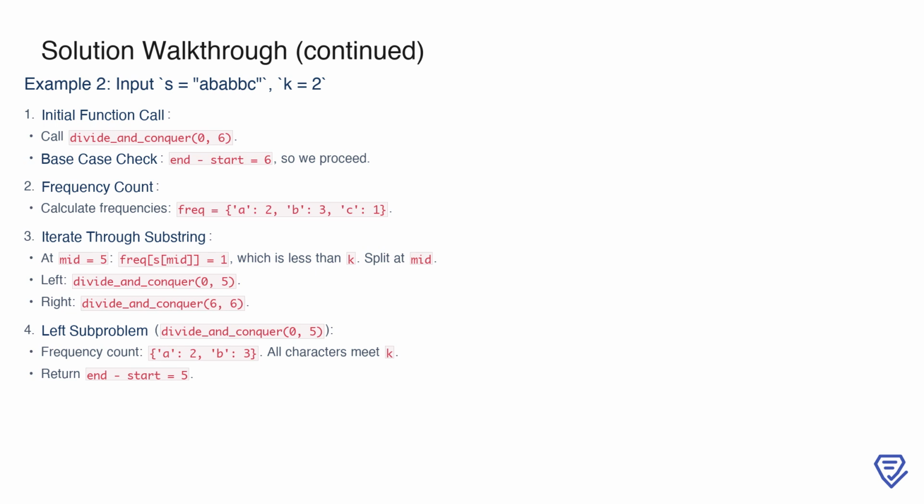This means we split the string at this point, creating two subproblems, divide_n_conquer 0, 5 for the left substring and divide_n_conquer 6, 6 for the right substring.